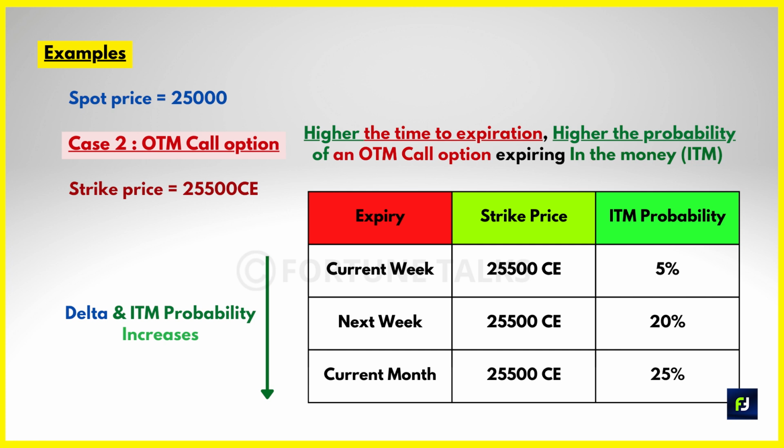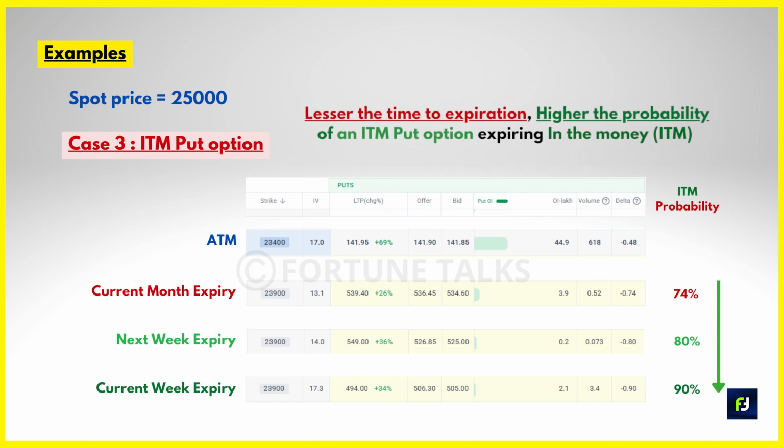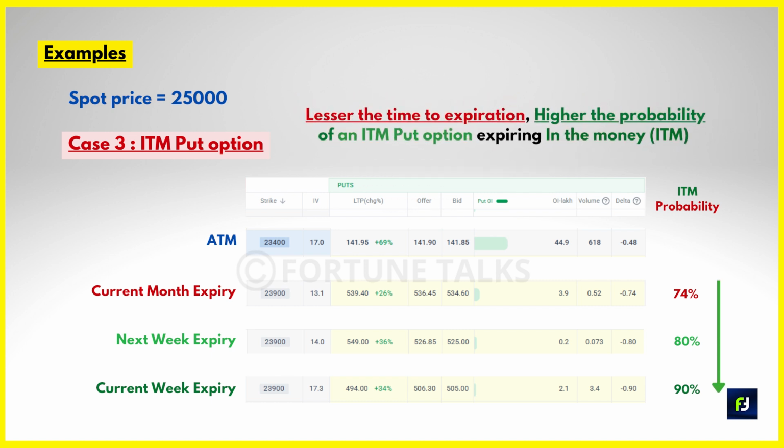In a similar manner, we can talk about put options. For an ITM put option, as there is less time left until expiration, the odds that an ITM put option will expire in the money will be higher. However, as the time left to expiration is high, the probability that an ITM put option will expire in the money reduces, and on a relative basis, it tends to move closer to minus 0.5 or 50%.